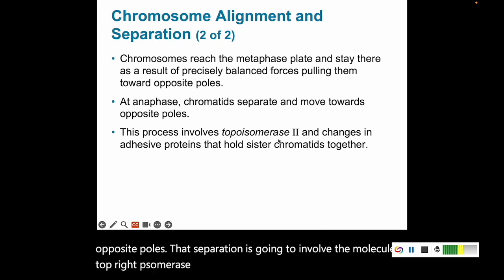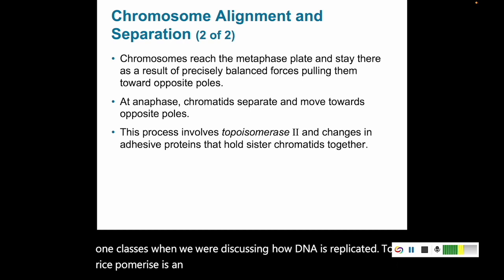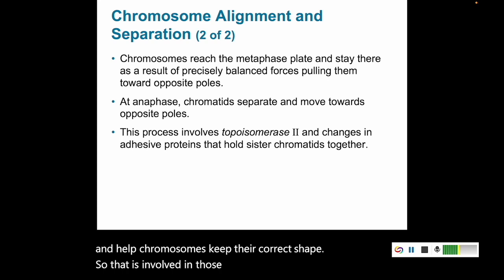You may remember that from Biology 1 classes when we were discussing how DNA is replicated. Topoisomerase is an enzyme that's able to break and kind of untwist and help chromosomes keep their correct shape. So that is involved in those anaphase movements of chromatids.